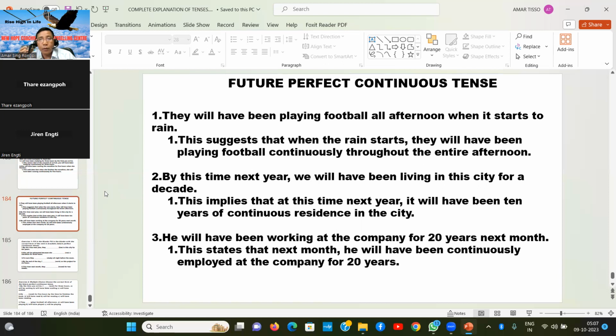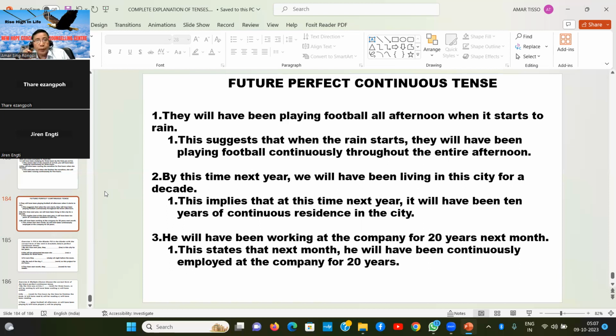This suggests that when the rain starts, they will have been playing football continuously throughout the entire afternoon. That is the meaning. They will have been playing football continuously. That is the meaning of this.